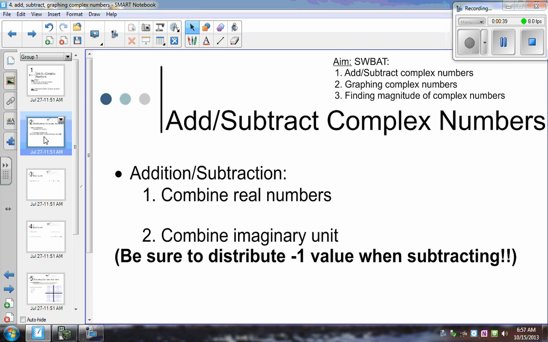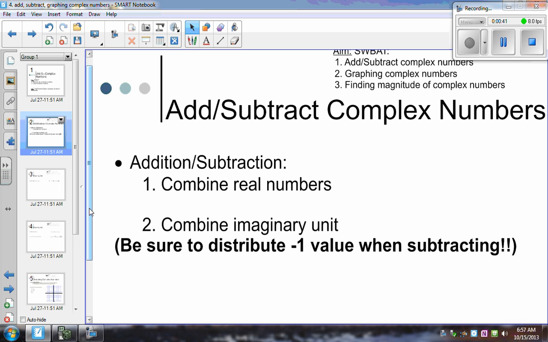So with that, a pretty simple concept here for adding and subtracting is basically that we are going to combine like terms. But this time, our like terms are the two components that make up a complex number. We're going to combine the real numbers, and we're going to combine the imaginary units to create a new sum or difference of our complex numbers.